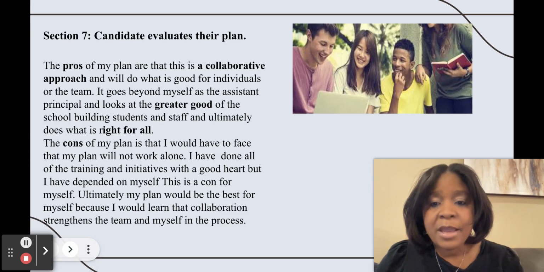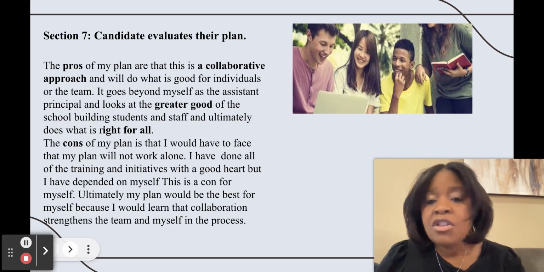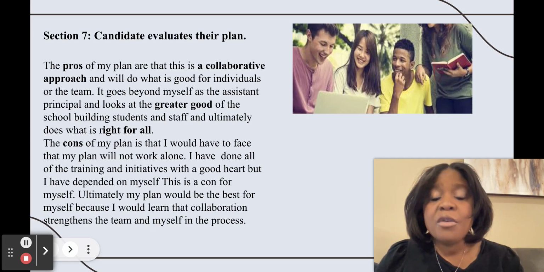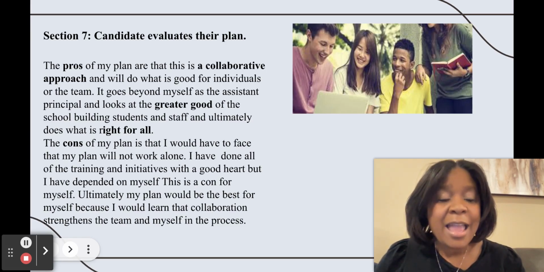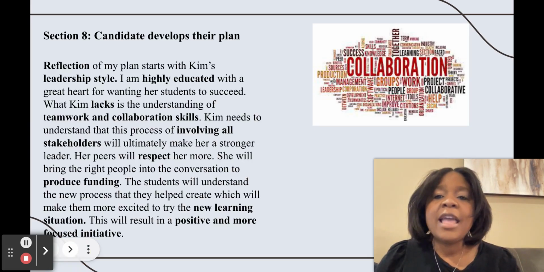The cons of my plan is that I would have to face that my plan will not work alone. I have done all of the training and initiatives with a good heart, but I have depended on myself. This is a con for myself. Ultimately, my plan would be the best for myself because I would learn that collaboration strengthens the team and myself through this process. Section 8, candidate develops their plan.